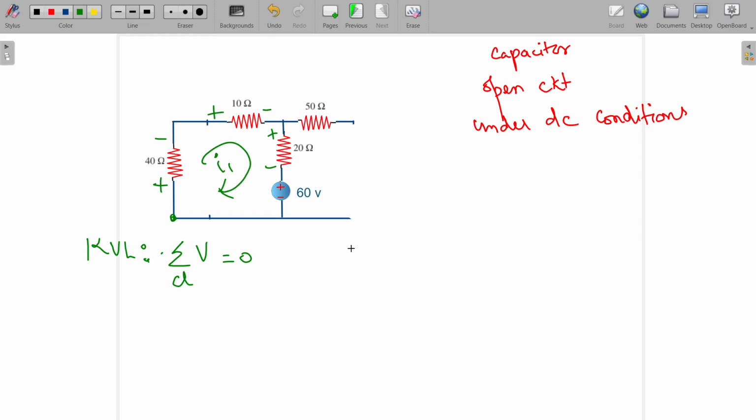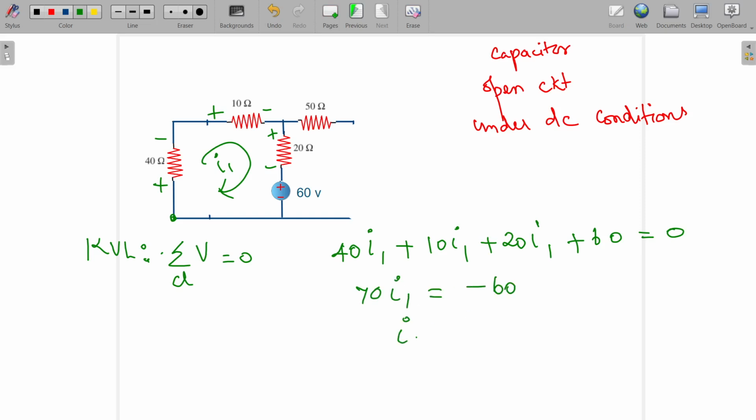So we can write the voltage equation as 40 I1 plus 10 I1 plus 20 I1 plus 60 volts is equal to 0. So 70 I1 is equal to minus 60, so I1 is equal to minus 60 by 70, which is minus 0.857 amps. This much current will be flowing through this path.